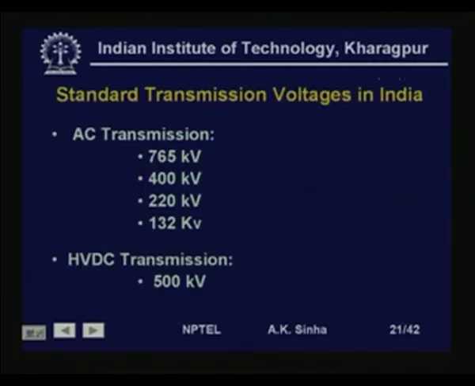The standard transmission voltages in India are basically 132, 220 and 400 kV. Now 765 kV transmission is also being built in India, and we are going to have a number of 765 kV transmission systems to carry the large amount of power that we need to transmit. For HVDC transmission, the normal voltage that we are using is of the order of 500 kV, though 600 kV is also being thought of in certain HVDC transmission systems.